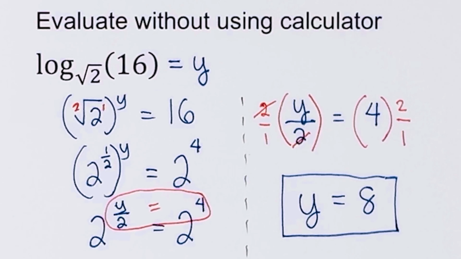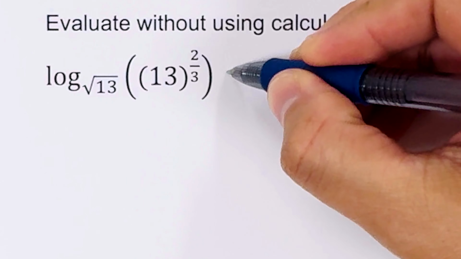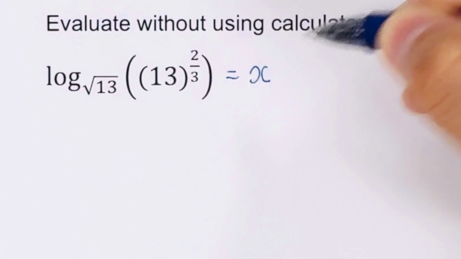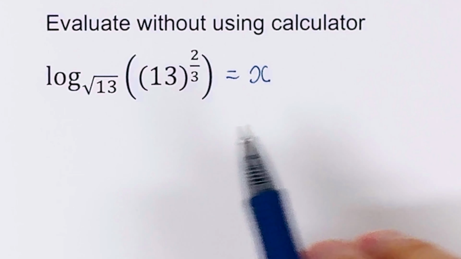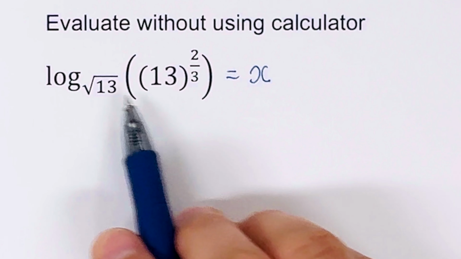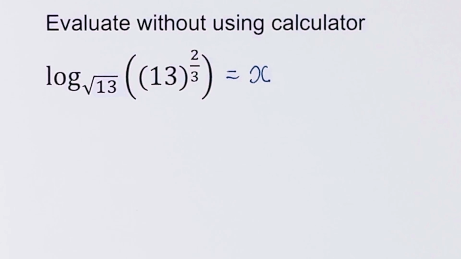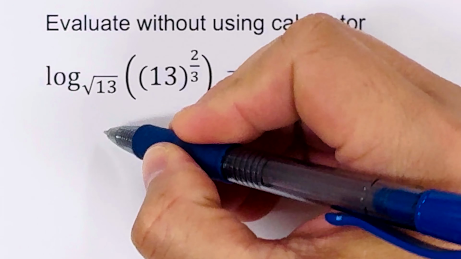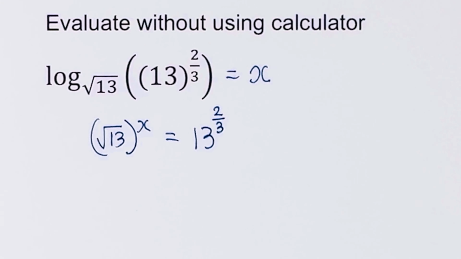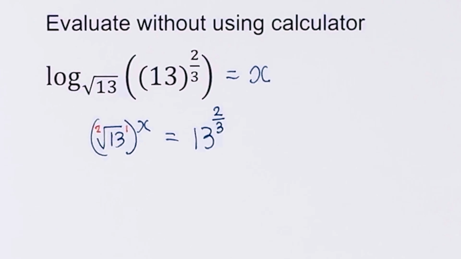Now let's have another example. To find the value of this logarithmic expression, we're going to equal this to a variable, let's say x. So that from here, we can go ahead and change this to its exponential form. That is square root of 13 raised to the power x equals 13 raised to the power 2/3. So I'm going to go ahead and write that down here. Please remember again that this square root of 13 can be changed into 13 raised to the power 1/2.